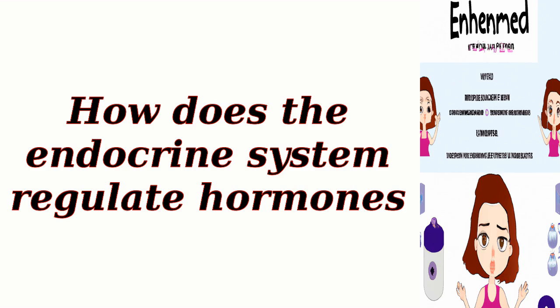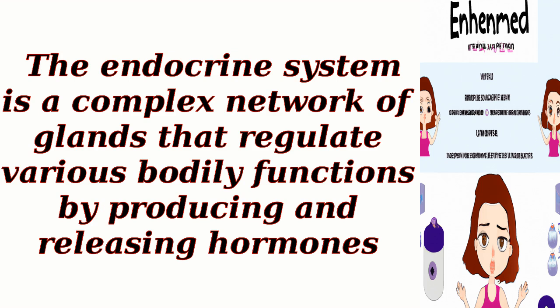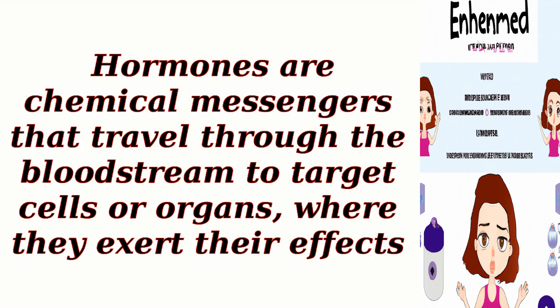How does the endocrine system regulate hormones? The endocrine system is a complex network of glands that regulate various bodily functions by producing and releasing hormones. Hormones are chemical messengers that travel through the bloodstream to target cells or organs, where they exert their effects.